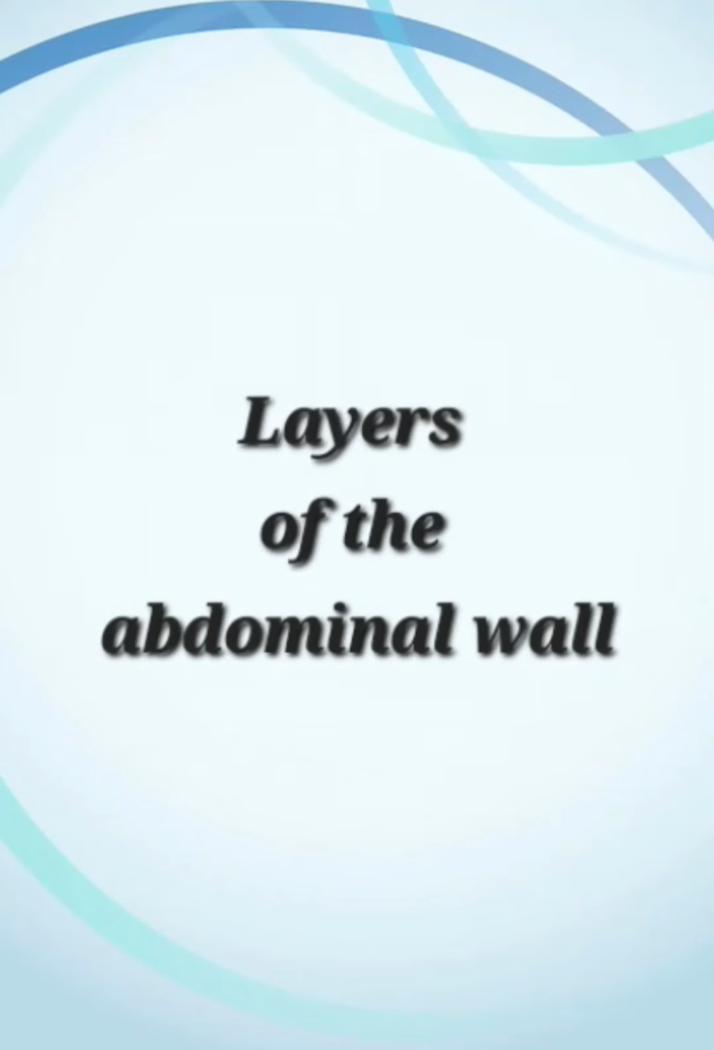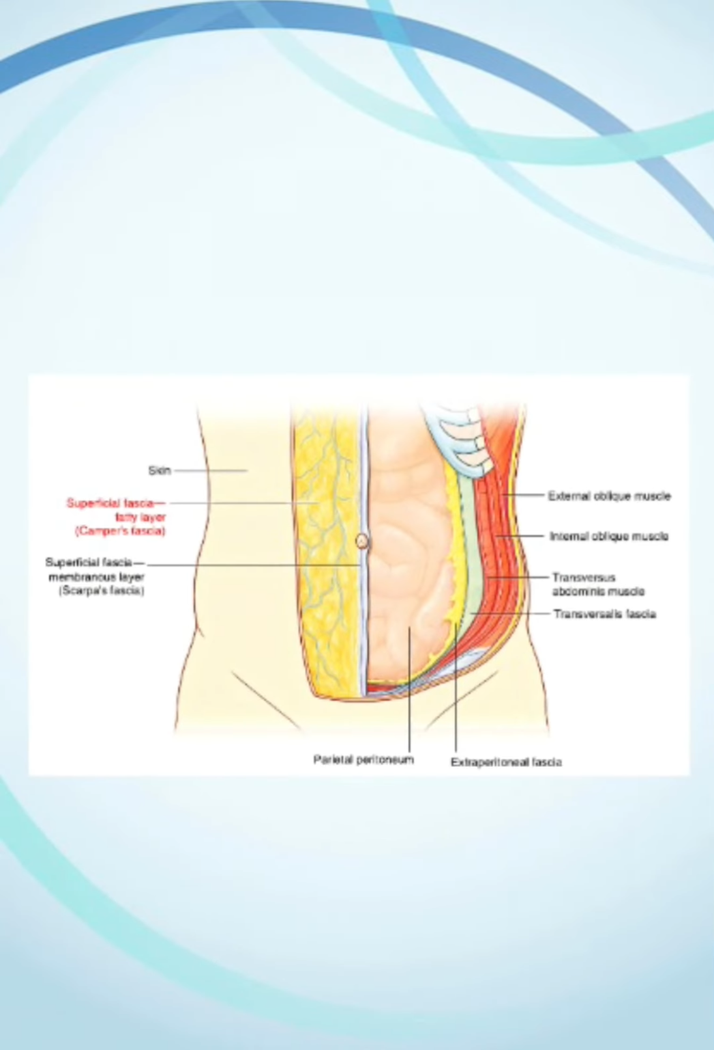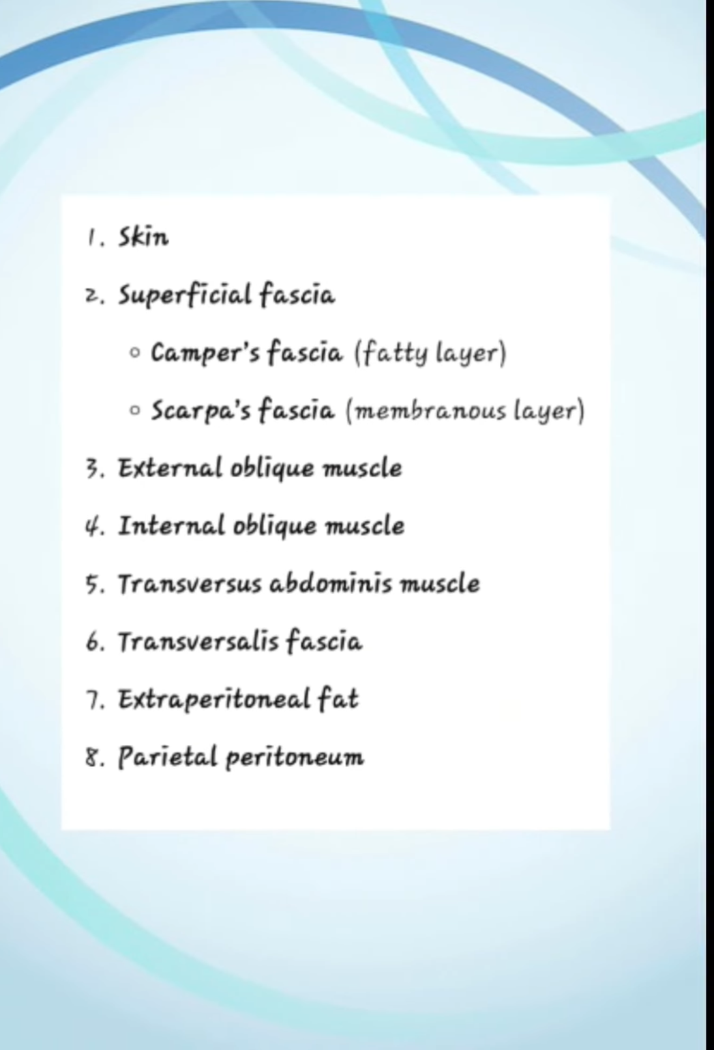Now we are going to see about the layers of the abdominal wall, mainly the anterior abdominal wall. Actually, we have 9 layers of the anterior abdominal wall, from the skin to the last layer. We will see all the 9 layers now.